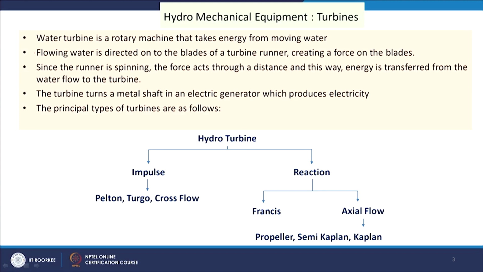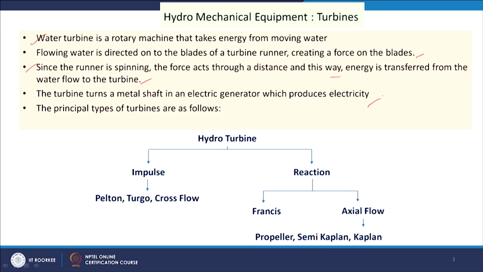Then, a water turbine is a rotary machine that takes energy from moving water. Flowing water is directed on the blades of a turbine runner, creating a force on the blades, and since the runner is spinning, the force acts through a distance, and this way energy is transferred from the water flow to the turbine. The turbine turns a metal shaft in an electric generator which produces electricity.